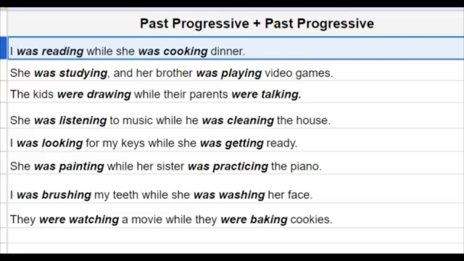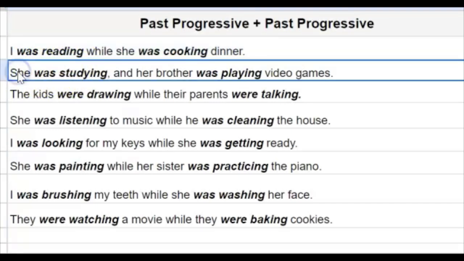The first sentence: I was reading is the past progressive, while she was cooking dinner. So this is another past progressive. Two past progressives happening at the same time. Next sentence: she was studying and her brother was playing video games. Was studying and was playing are both past progressives.